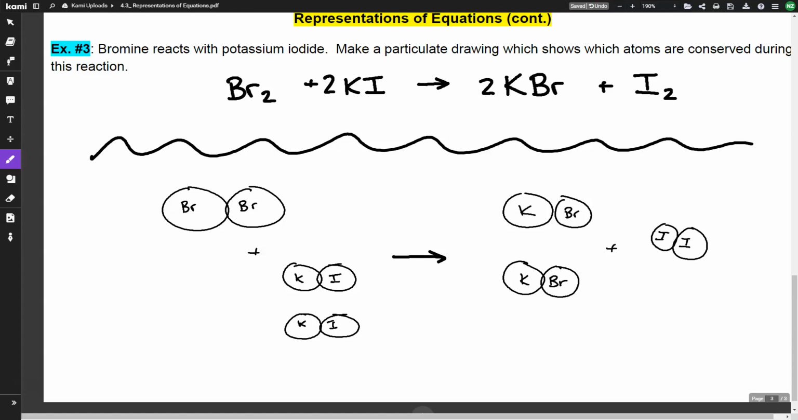Okay, so those are 3 examples of particle diagrams. You're going to be working through a couple of these now. Just make sure that you've got the same number of particles on the left side and the right side, just like when we balance equations. All right, good luck.